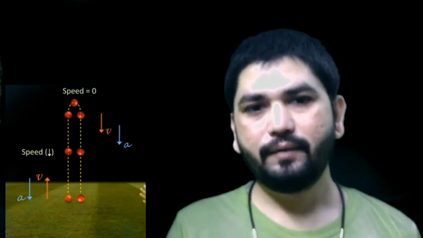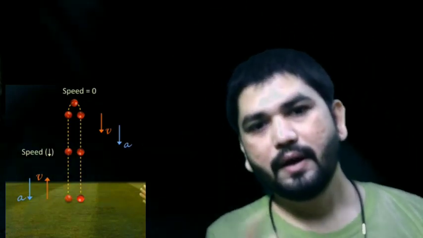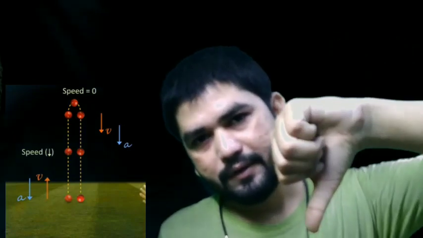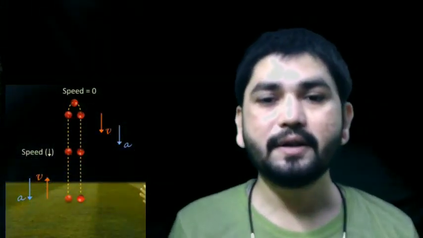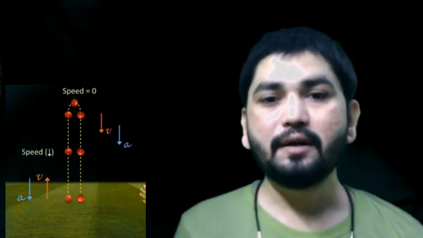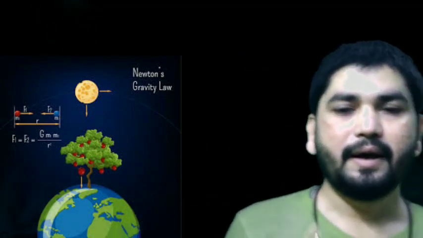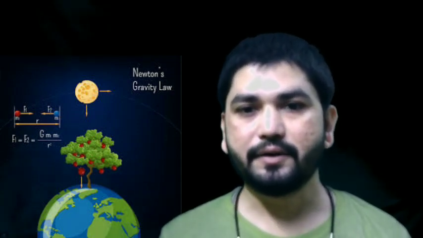Got it? When it starts falling downward, velocity is downward and acceleration is downward, both in the same direction, so the speed increases. This motion of the object is known as free fall. Okay guys, and during free fall, the acceleration that acts is known as gravitational acceleration.